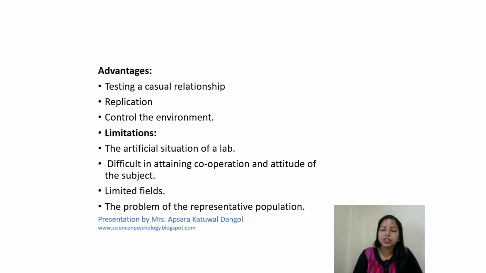So, what are the advantages of the experimental method? We can test the cause and effect relationship, we can replicate the research, and we can control the environment. What are the limitations? The artificial situation of the lab, difficulty in attaining cooperation and attitude of the subject, as we might not be sure whether the participant has slept only 4 hours or maybe more than 8 hours. So the field can be limited. The problem of representative population can also be a limitation.